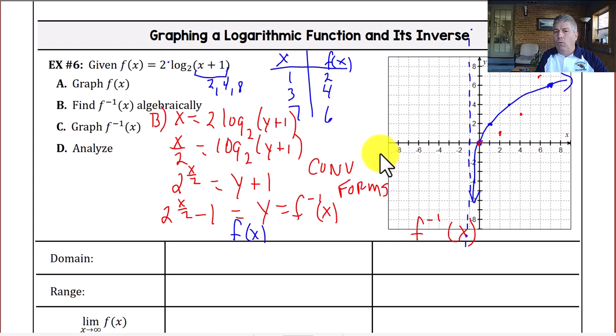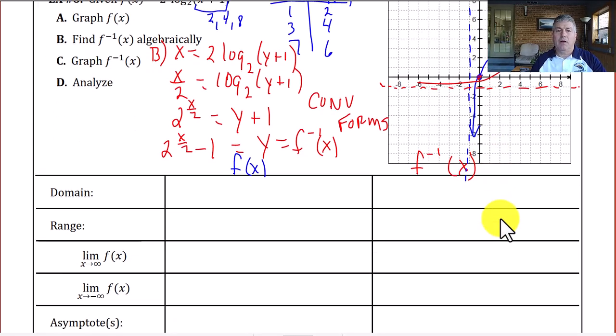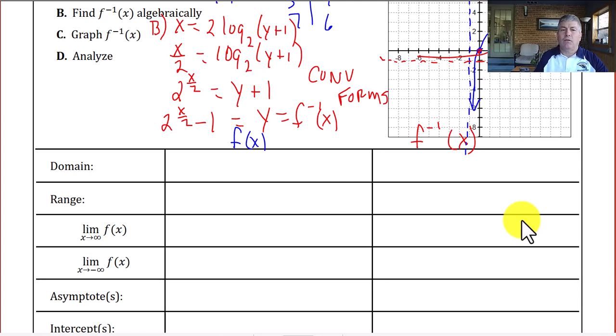And my vertical asymptote is going to become a horizontal asymptote at y equals -1. And I get a graph that looks like that. So there in red is the inverse of x. And then finally it says to analyze. So it's asking for the domain, the range, our end behavior, our asymptotes, and our intercepts for each of our two functions. So we'll go fill all that in and answer those questions.